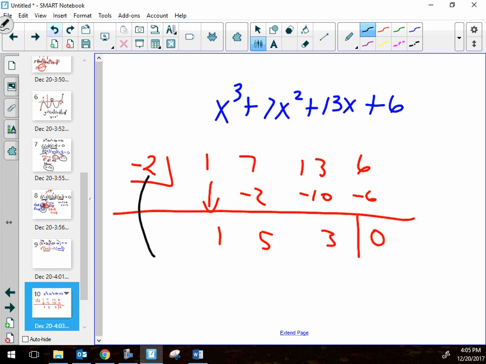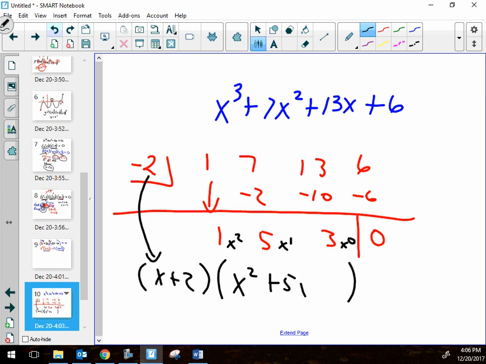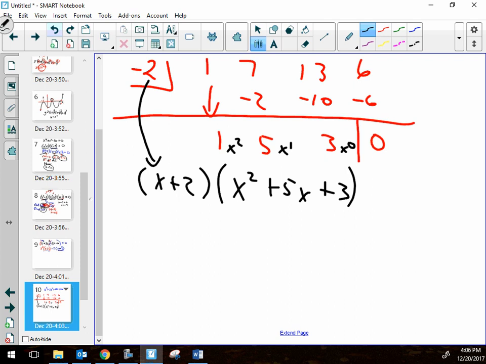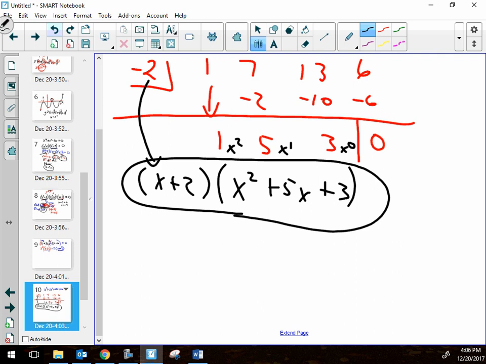Let's say this comes down and becomes x plus 2. And then these are the x to the 0s, x to the 1s, and x squared. So it's x squared plus 5x plus 3. Now you know my saying, if you can't factor it, you should. But that can't be factored. So if that can't be factored, then it's all the way factored already. I don't want that to freak you out.